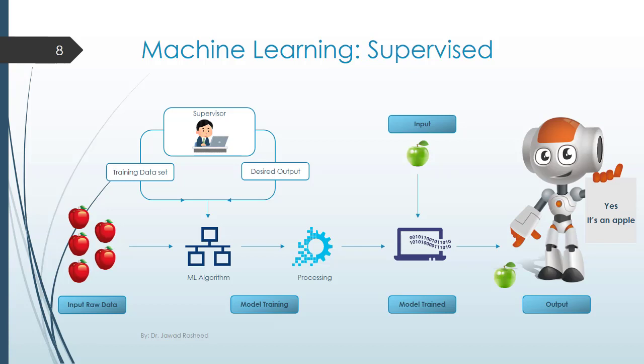It keeps on telling that yes, it is an apple. If there is an apple and the machine algorithm predicts it right, that yes, it is an apple, then the supervisor says, yes, you are right, keep going. But if it is not an apple, it tells the machine that it is not an apple, and things like that.